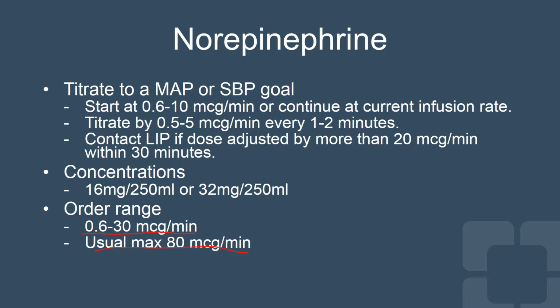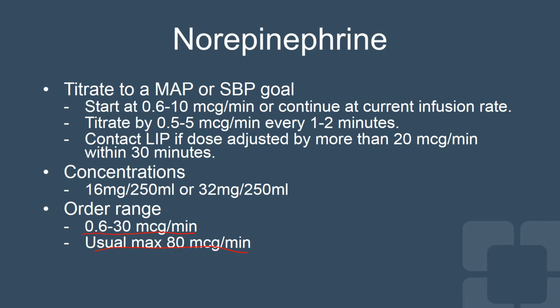The standard concentration that we have here is 16 milligrams per 250. You can also increase the concentration to 32 milligrams per 250 mLs. You will typically increase the concentration if you have a patient who is very volume sensitive. If they are on fluid restricted therapy, then you can consider increasing the concentration if they're going to be on high doses of these vasopressors.